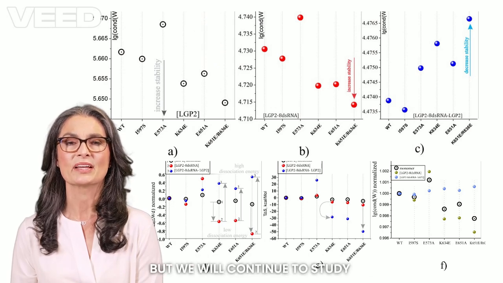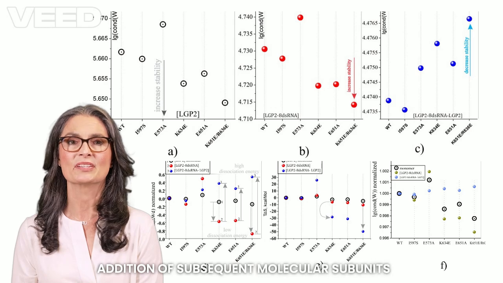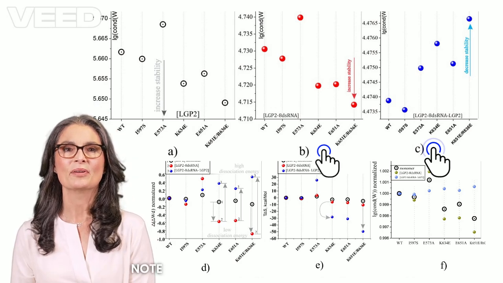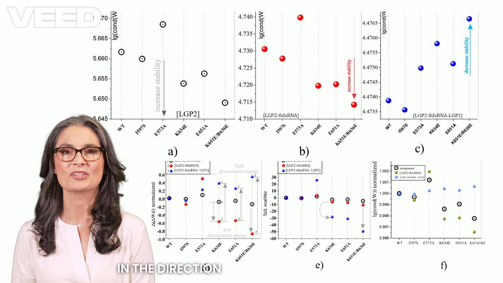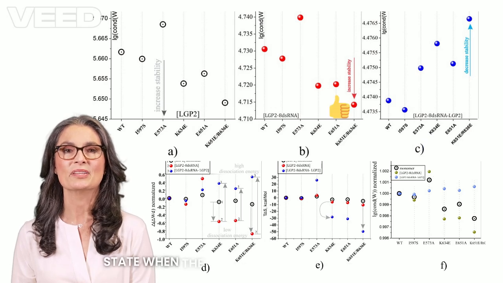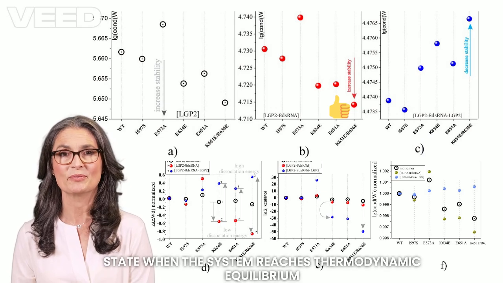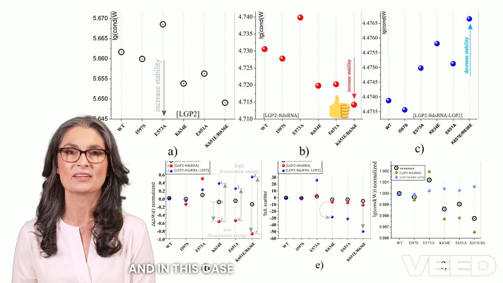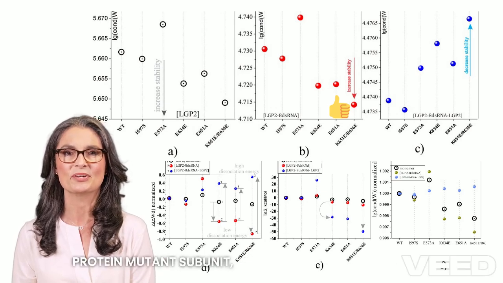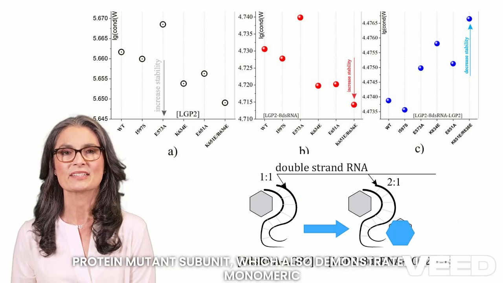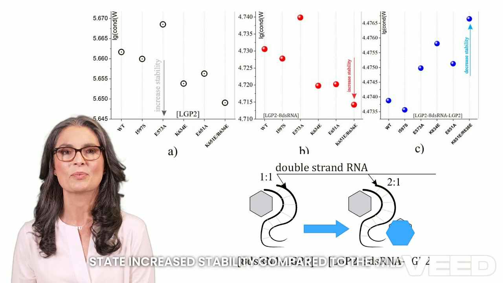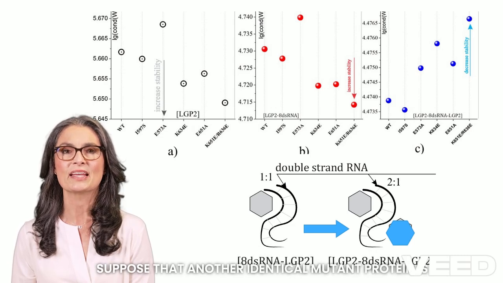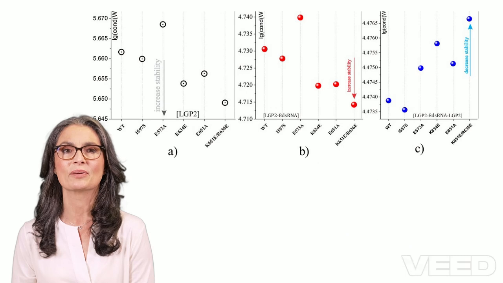But we will continue to study the addition of subsequent molecular subunits, see Fig. 4b and 4c. Note that the increase in stability goes in the direction of achieving an equilibrium state. When the system reaches thermodynamic equilibrium and increasingly actively enters into subsequent reactions, and in this case, we need to add another protein mutant subunit, which also demonstrated in the monomeric state increased stability compared to the wild-type protein. Suppose that another identical mutant protein is added to the LGP2 RNA system.